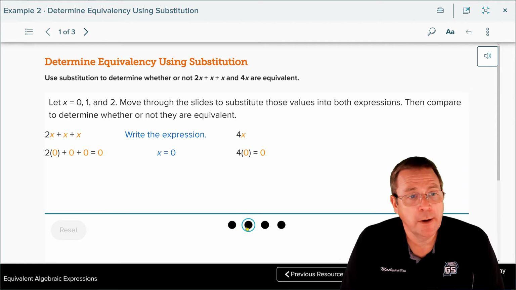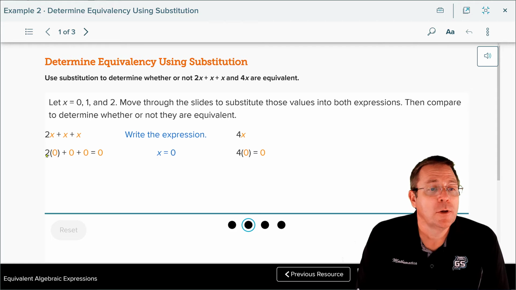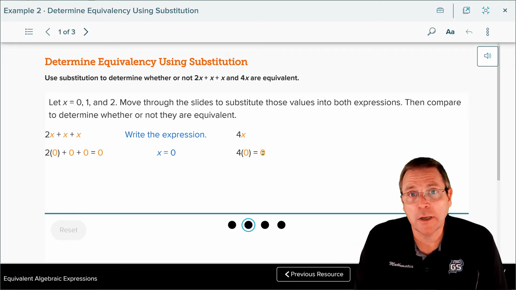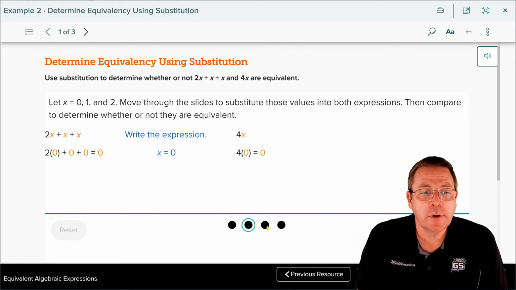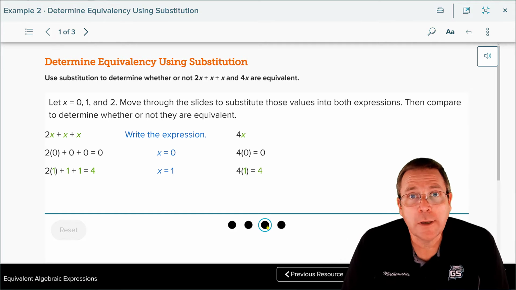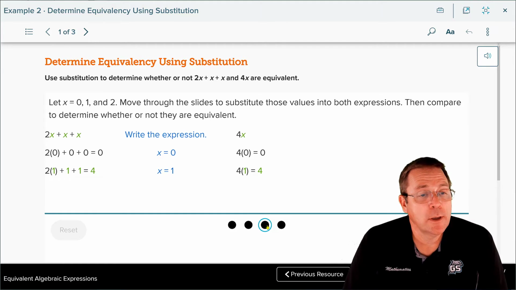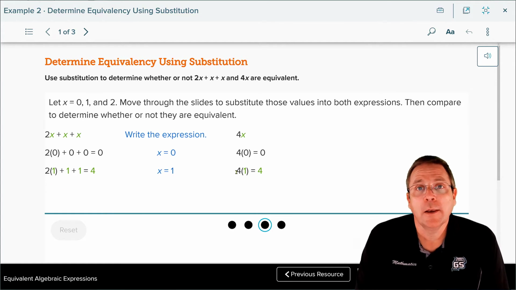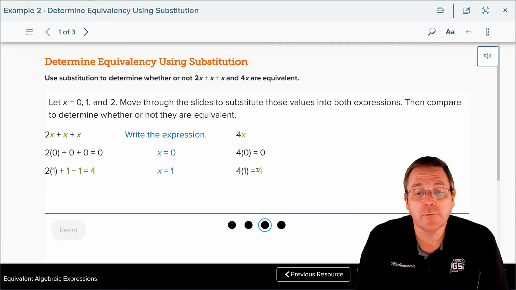On the first set of slides where they plugged in 0, you had 2 times 0 is 0, plus 0 plus 0, that's 0. 4 times 0 is 0, it equals 0. But what if we were to plug in 1 for all those x's? You plug in 1, which is another easy number to work with, and you get 2 times 1 is 2, plus 1 is 3, plus 1 is 4, for 4 right there. And here, 4 times 1, that's 4, too.